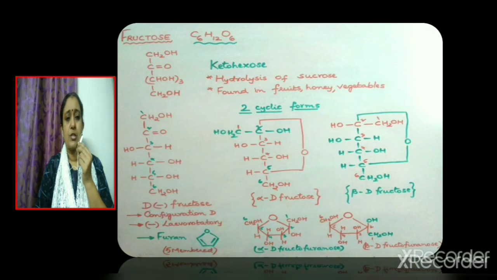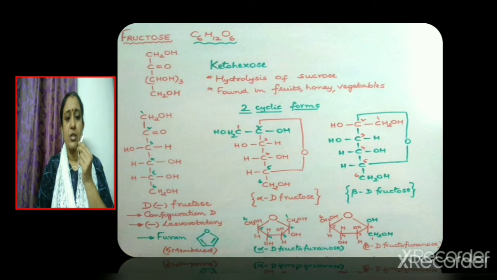D minus fructose exists in two cyclic forms, alpha D fructose and beta D fructose. So let us now learn how to draw the structures of alpha D fructose and beta D fructose. For that we should start with D minus fructose. Number the carbon atoms so that the CH2OH carbon on the top should be numbered as 1 and the CH2OH carbon which is at the bottom will be the 6th carbon. Now also consider the ketonic group present with the 2nd carbon and the OH group present with the 5th carbon.